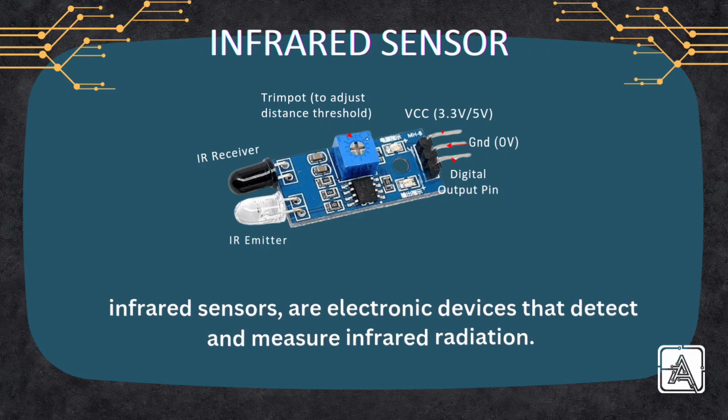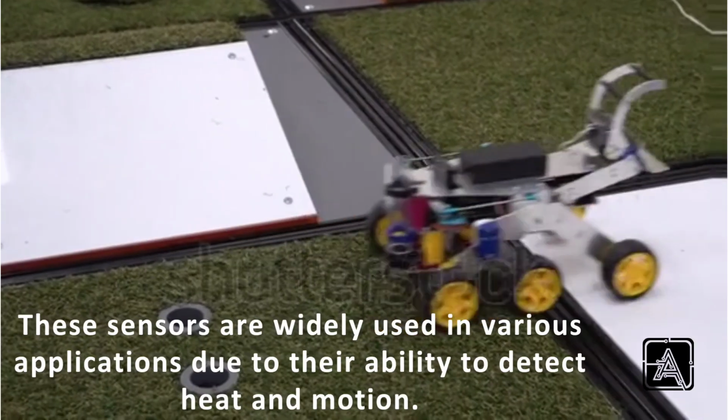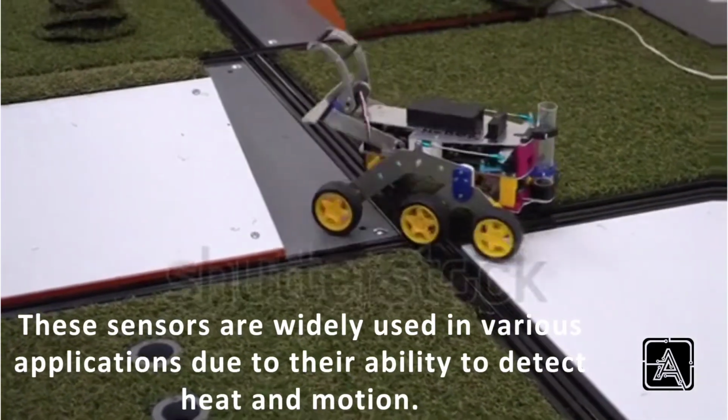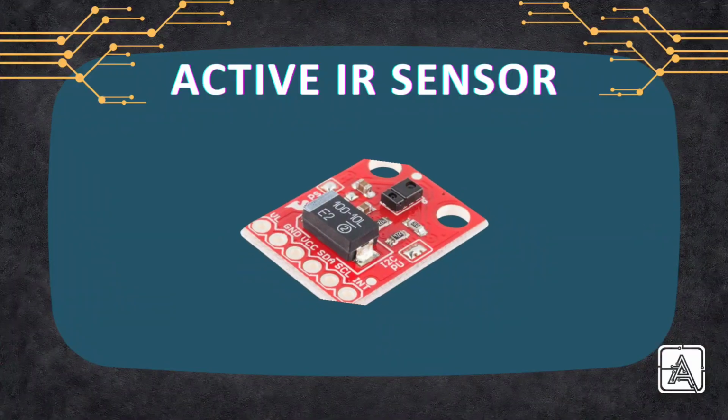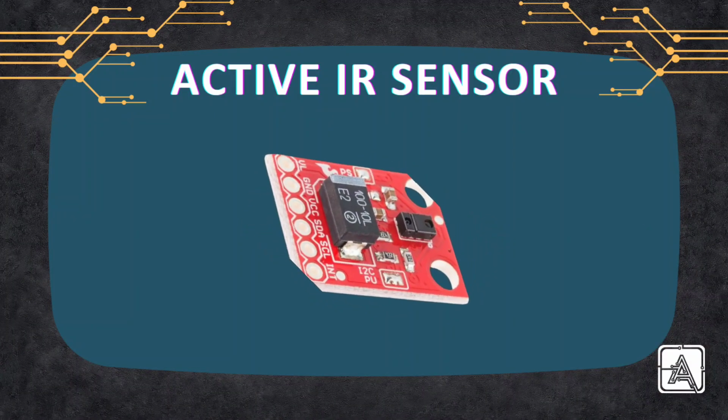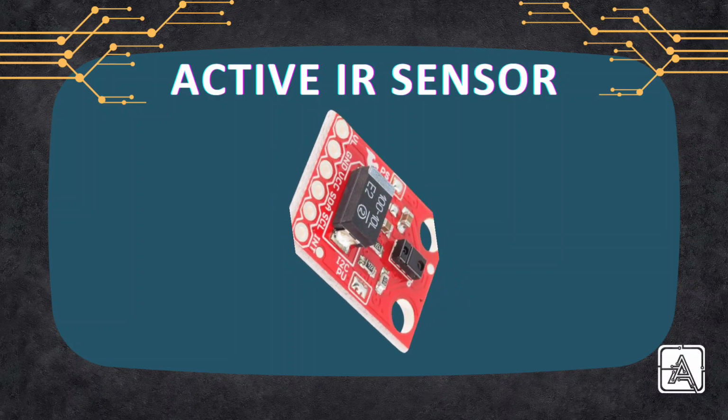Now let's move to infrared sensors. Infrared sensors are electronic devices that detect and measure infrared radiation. They are widely used in various applications due to their ability to detect heat and motion. There are two types of infrared sensors: active and passive sensors.